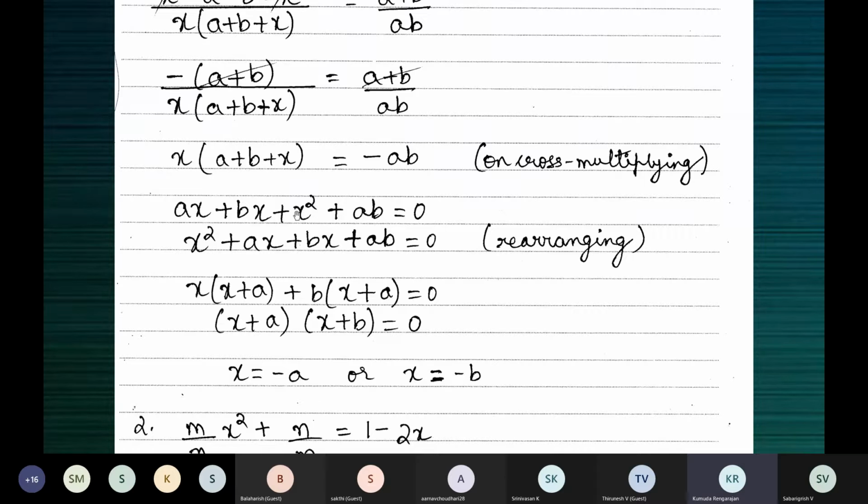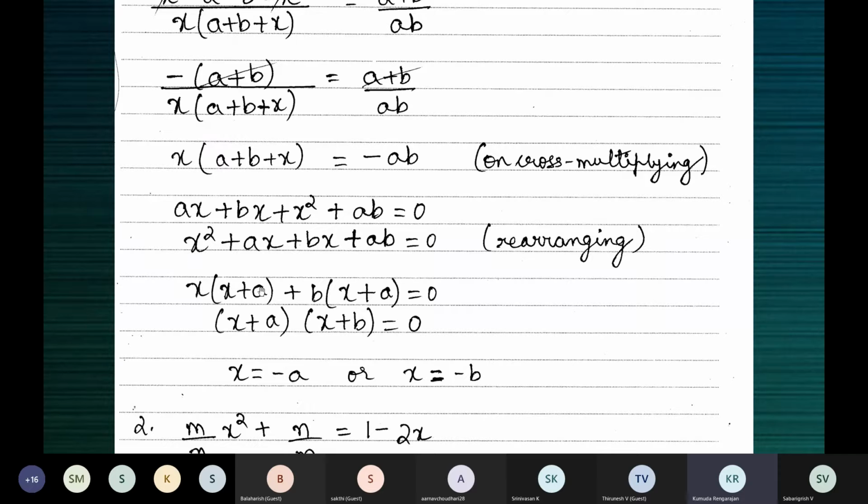There are 4 terms: one x square term, 2 x terms, and one constant ab, which does not have x or x square. You must group x square and one x term. So I have grouped x square and ax, then this x term and the constant. So I've grouped these two.